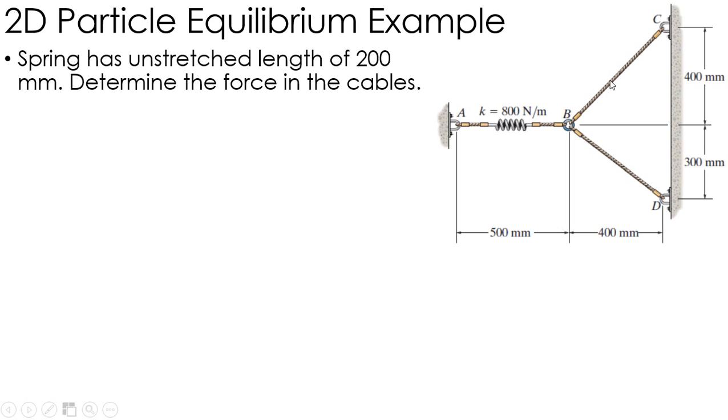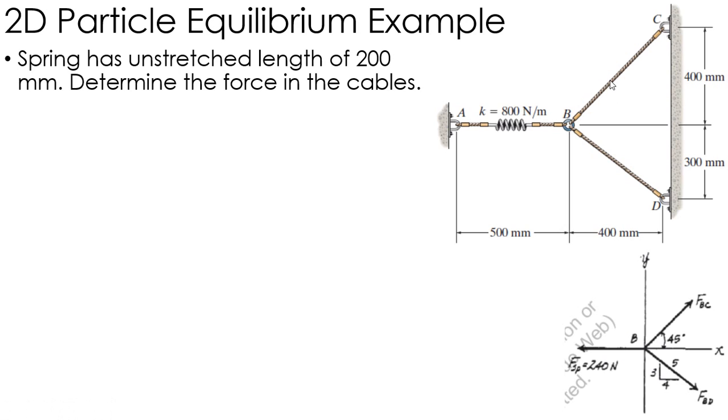So the first step is always to draw a free body diagram, which I have right here. I've got three forces. I've got my spring force, and then I've got each of these cables heading off in that direction. I don't know these two, so I just label them FBD, FBC. I do know their angles, so I throw those in. They're going to be in tension going out that way.